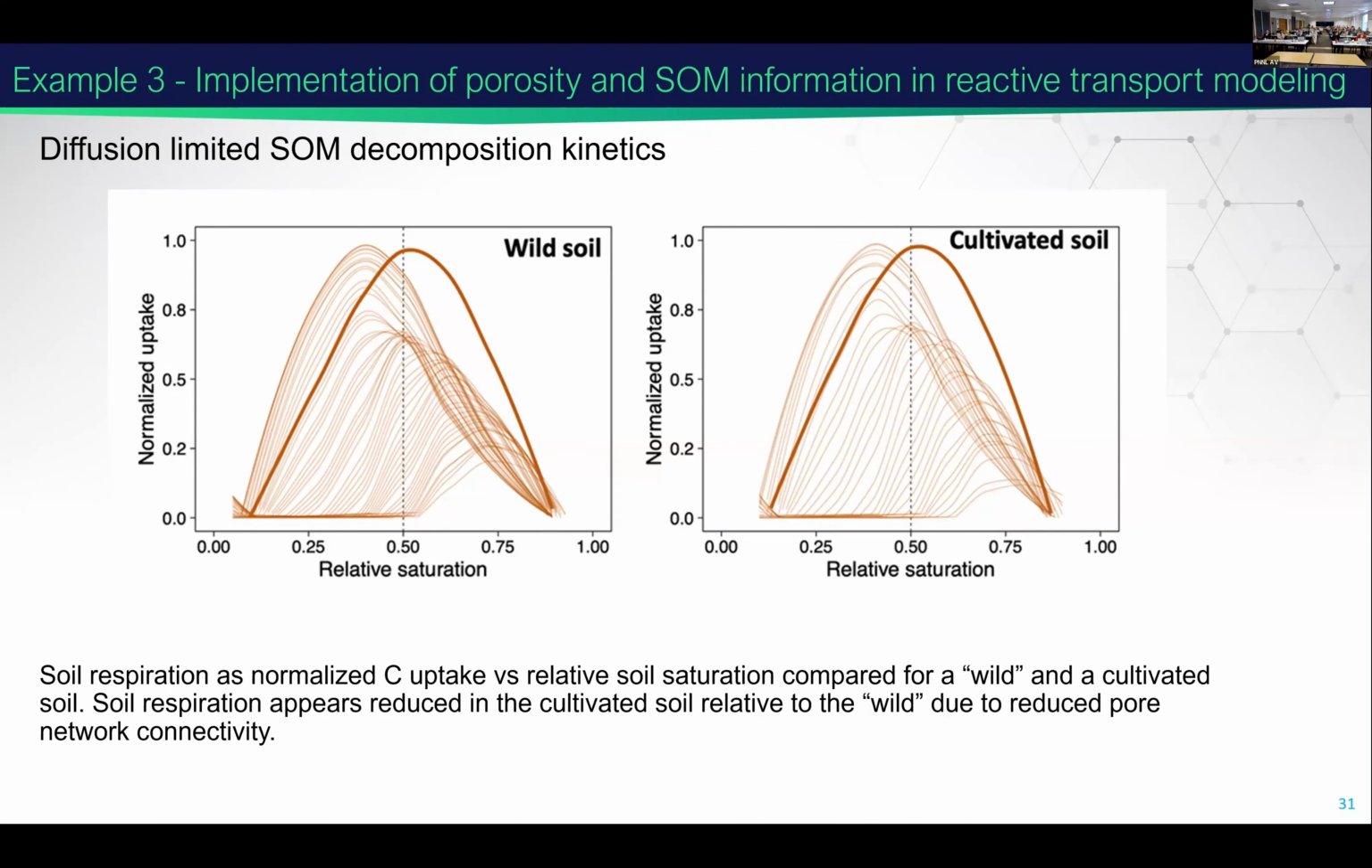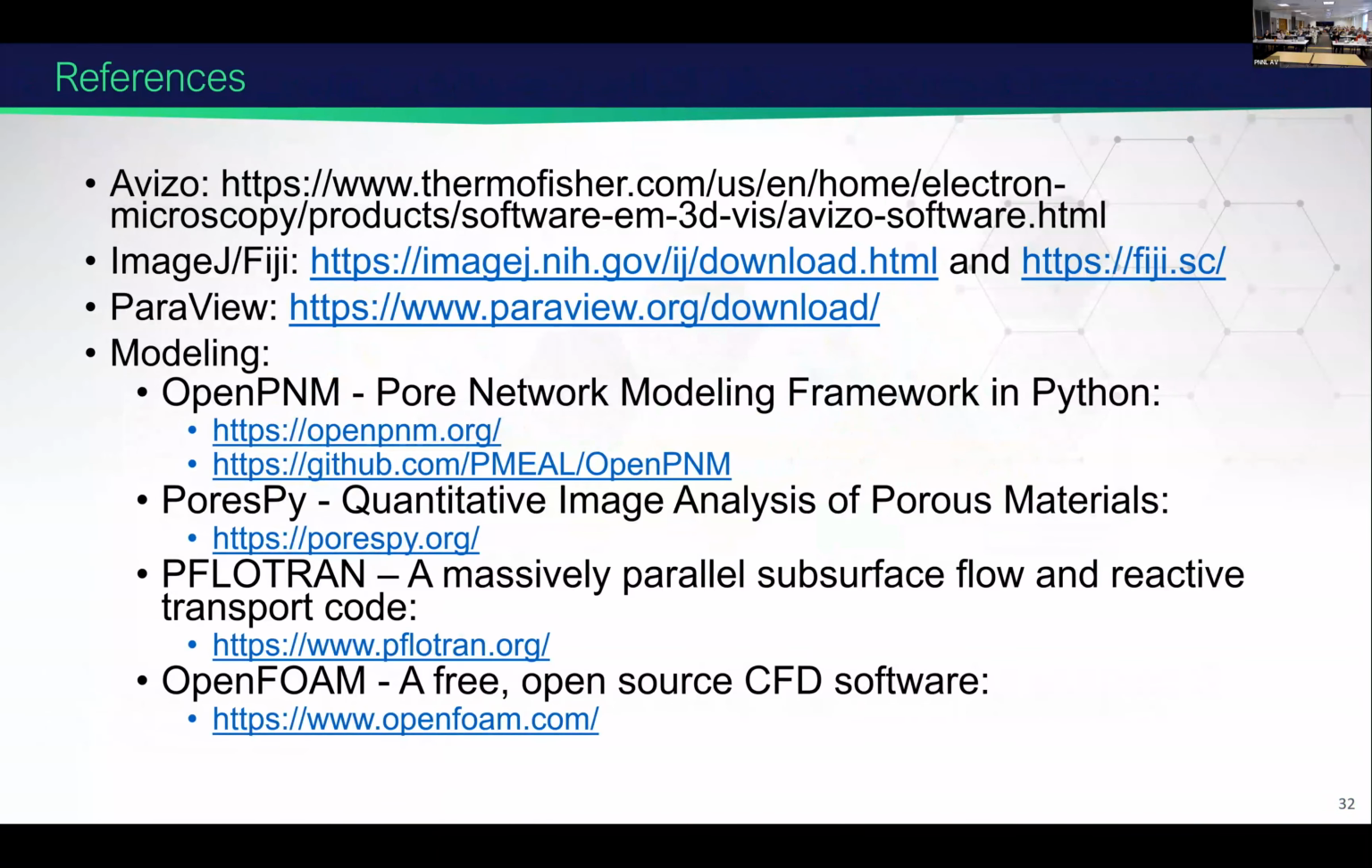This is a comparison of a wild and a cultivated agricultural soil, and the soil respiration appears to be reduced in the cultivated soil in this case due to its reduced pore network connectivity. Yeah, this is an OpenPNM based analysis, and this is why I have a little bit more information on these tools. So this is for your reference.